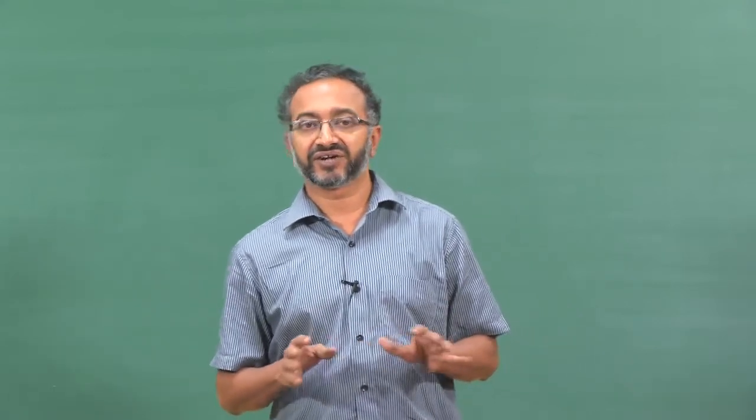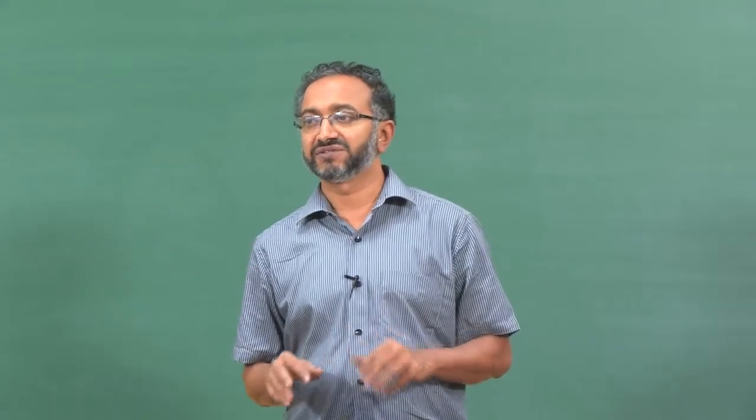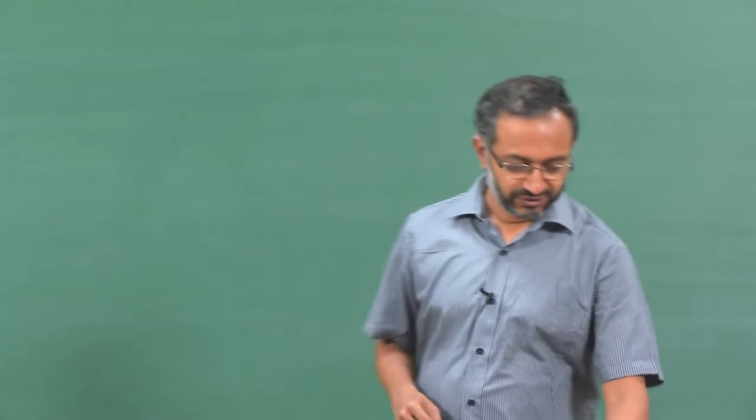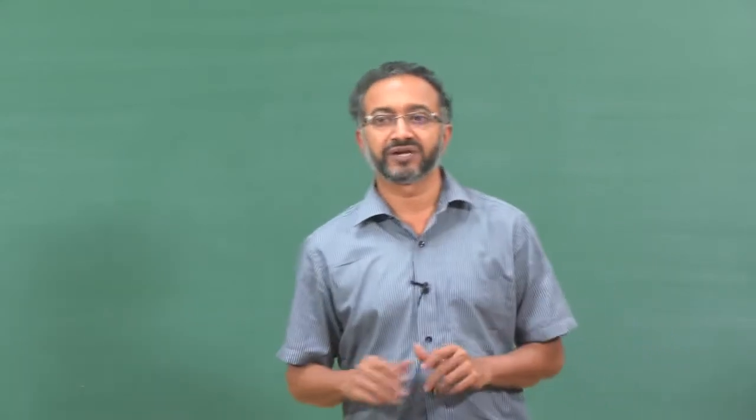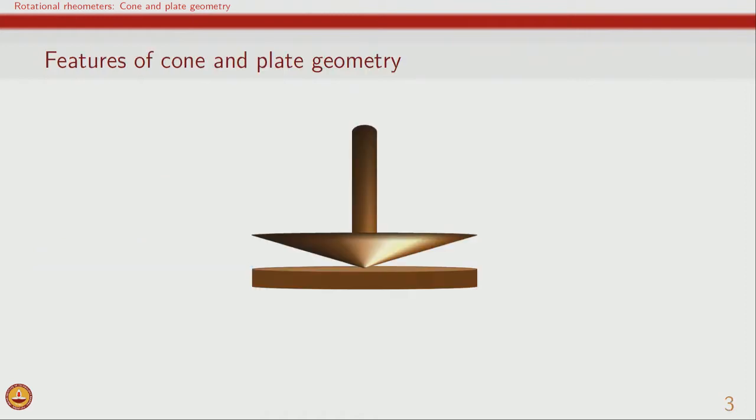So, therefore, we can try to assess our results in terms of the experimental artifacts which are possible in a geometry. So, therefore, we will look at the cone and plate geometry and the flow problem the way it is analyzed in cone and plate, and then we will try to see whether we can understand what some of the problems might be. So, the cone and plate geometry is basically where we have a cone rotating and the plate is stationary and the fluid is kept in between the two.